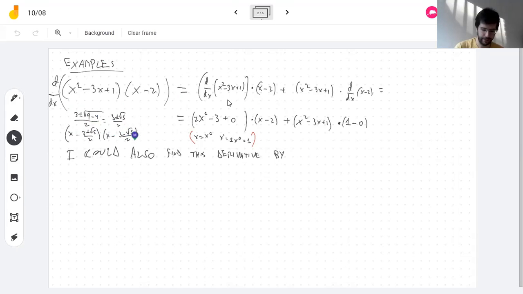So you could go like this, I guess, and then take the derivative. Use the product rule twice. I don't recommend doing this. Seems just harder. One thing you could do is go the other way and instead of factor, multiply.